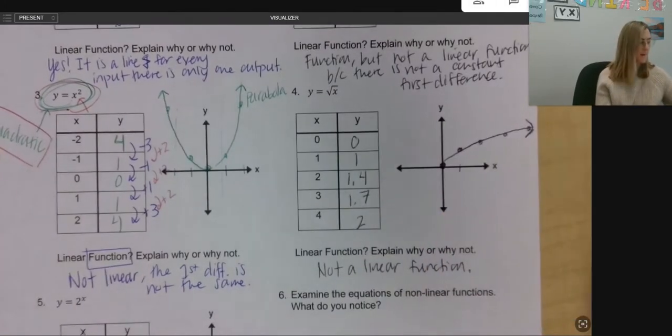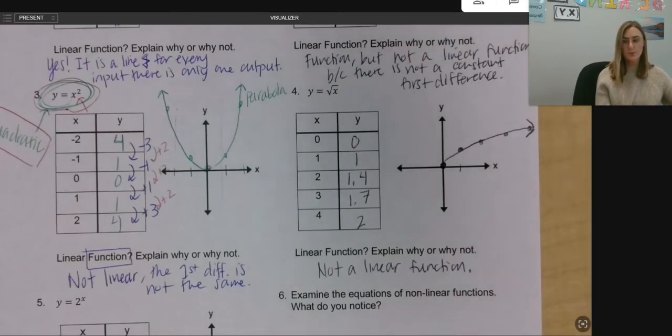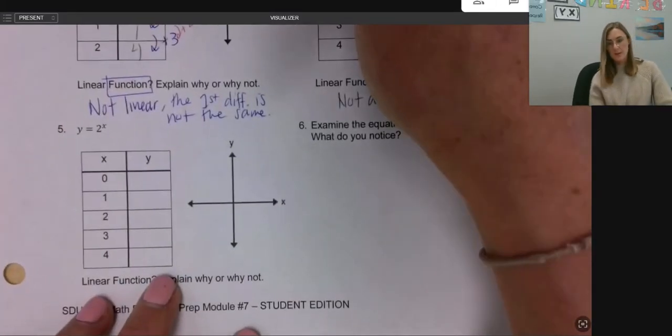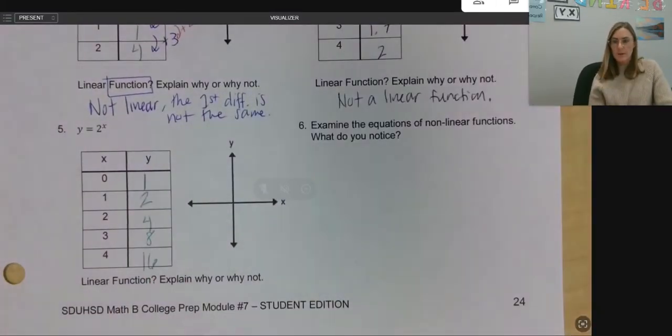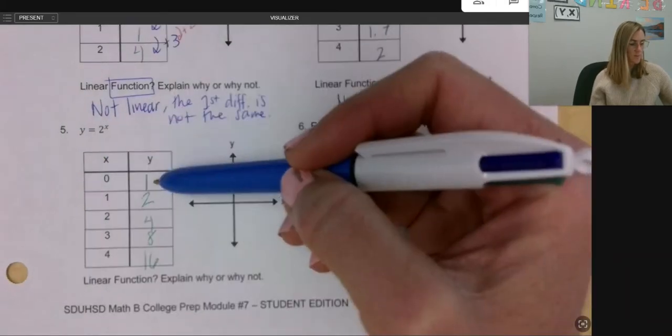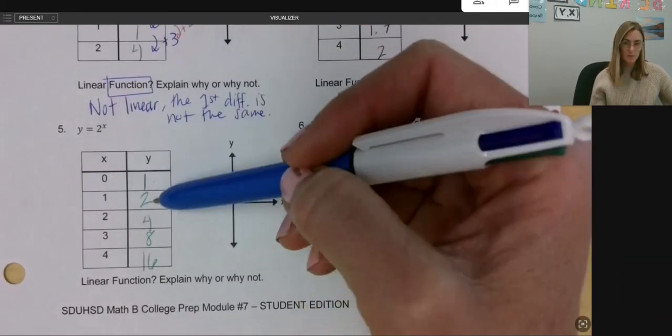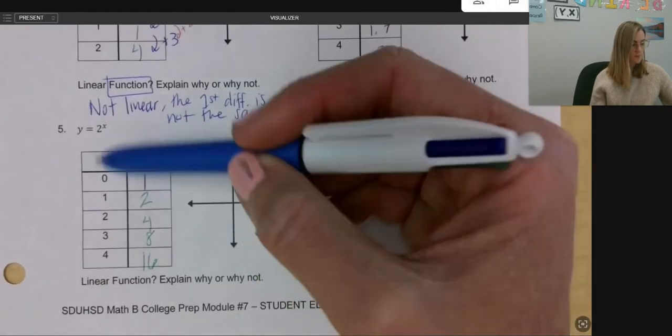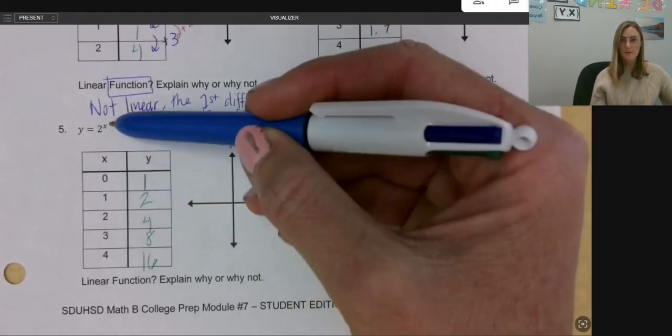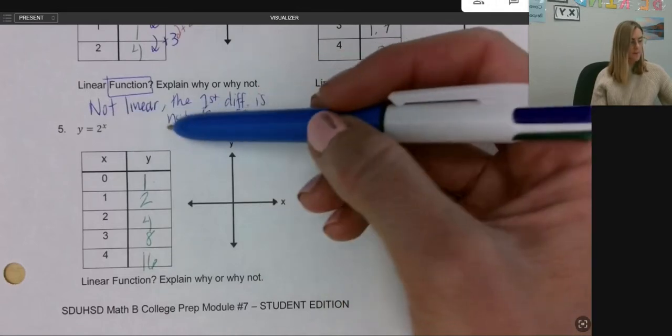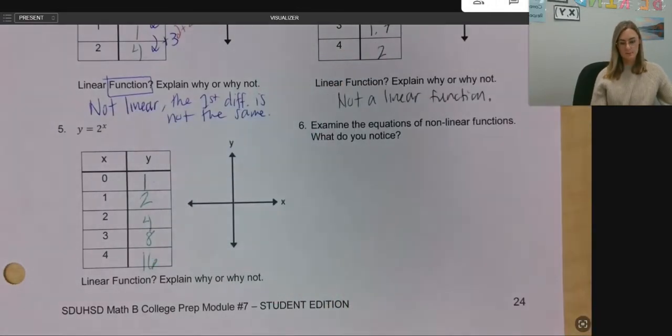All right, number 5, y equals 2 to the power of x. So again, go ahead and fill out your table, 2 to the power of x, and check that your table is correct. So anything to the power of 0 is 1. So 2 to the power of 0 is 1. 2 to the power of 1 is 2. 2 to the power of 2 is 4. 2 to the power of 3 is 2 times 2 times 2, so 8. And 2 to the power of 4 is 16.